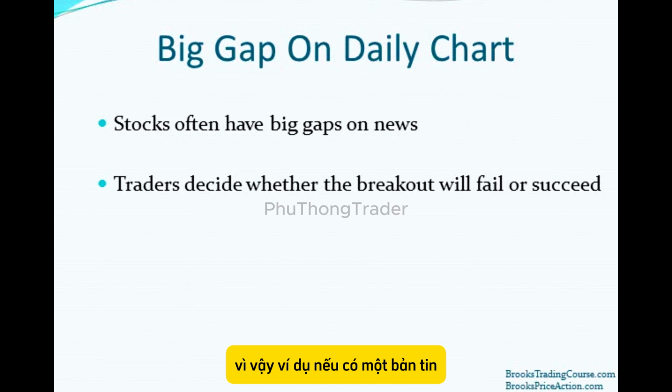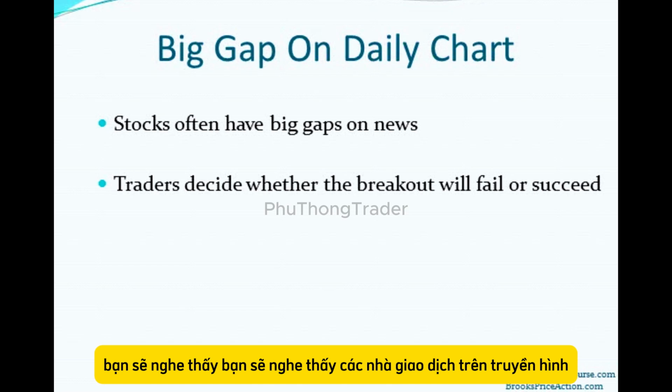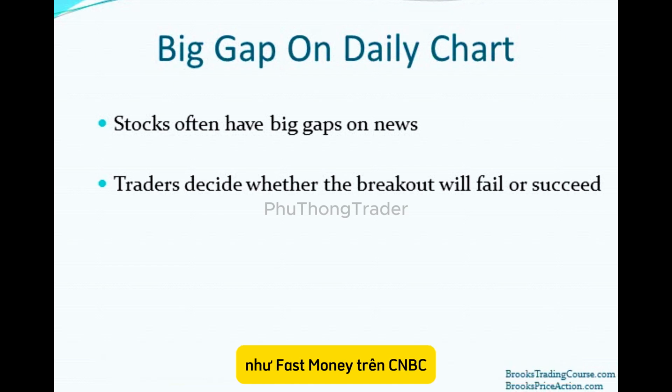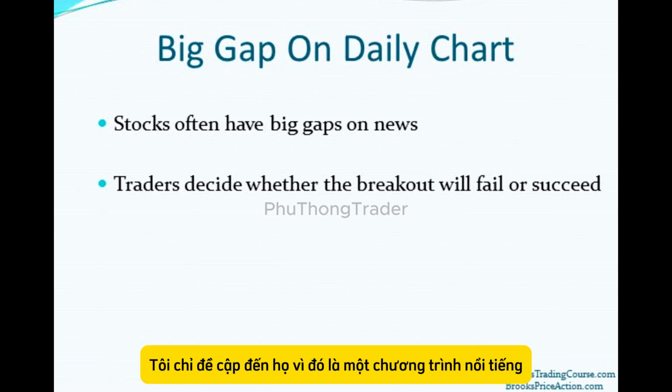Traders all the time have to decide what to do once they see a big breakout. So for example, if there's a news report or an earnings report on a stock, and the stock opens with a big gap up, you'll hear traders on television like Fast Money on CNBC. I don't get any money from Fast Money. I'm just mentioning them because it's a popular show.